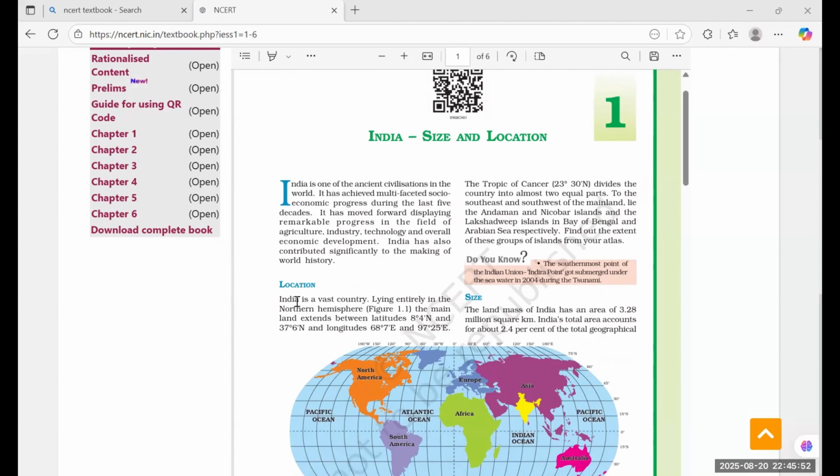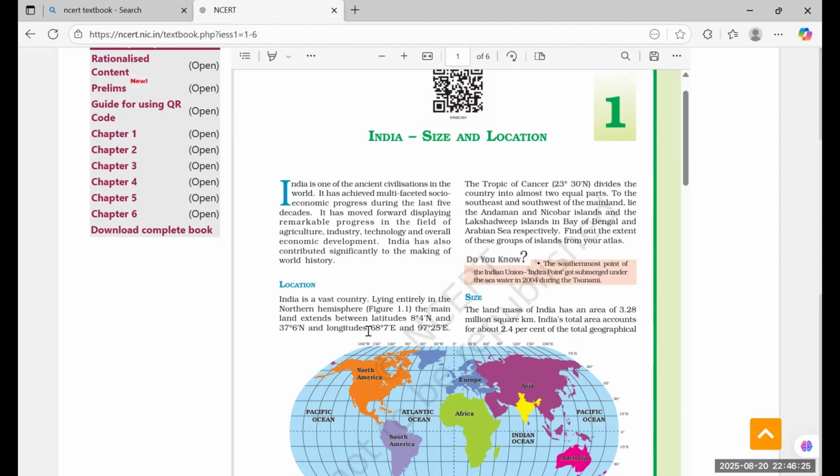So let's talk about the location. First topic, that is location. What you need to remember here is that India lies entirely in the northern hemisphere. The mainland extends between the latitudes 8 degrees 4 minutes north and 37 degrees 6 minutes north. It also lies between the longitudes 68 degrees 7 minutes east and 97 degrees 25 minutes east.